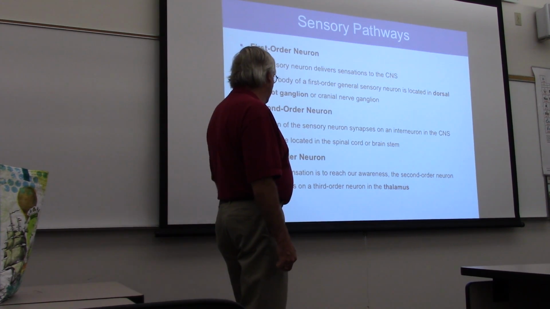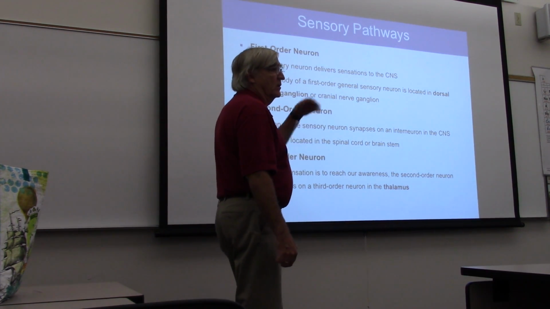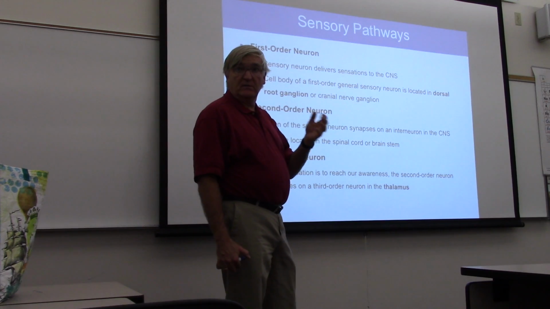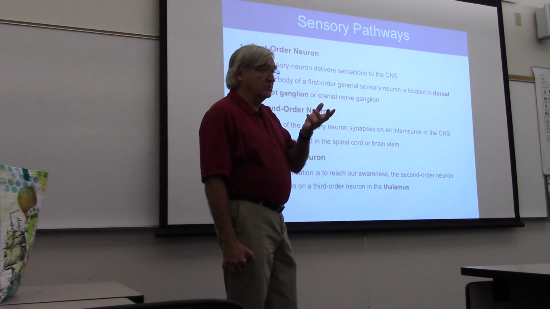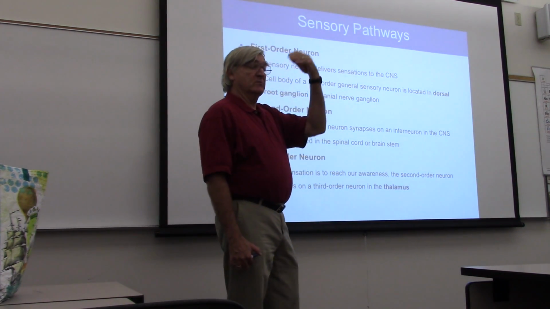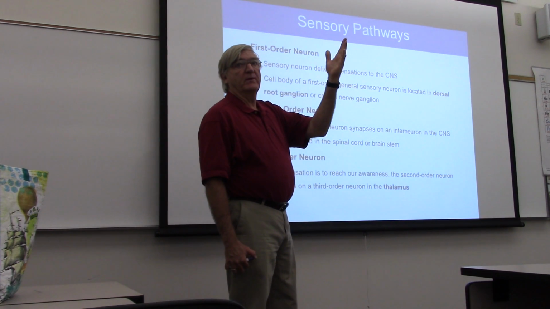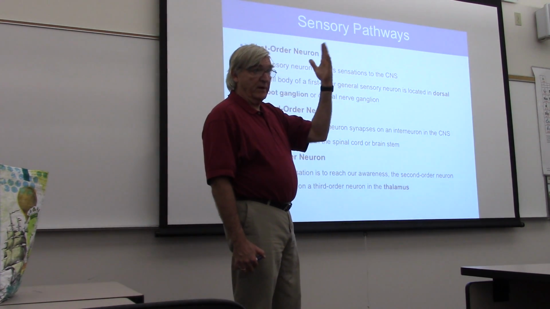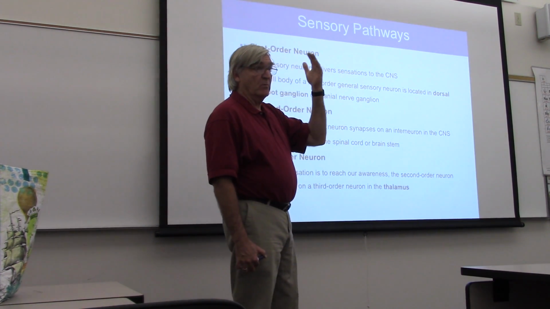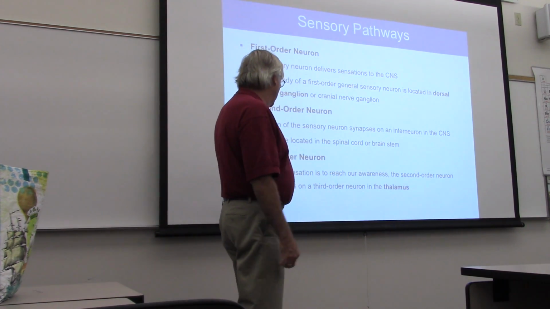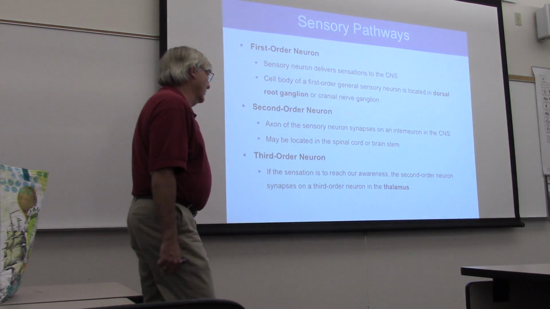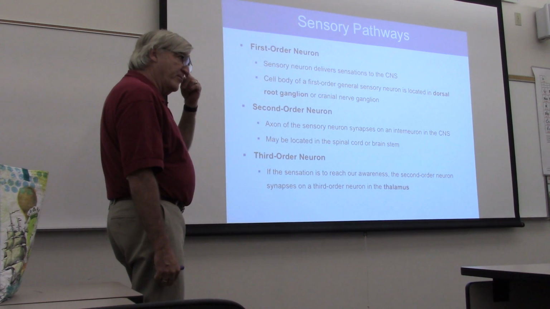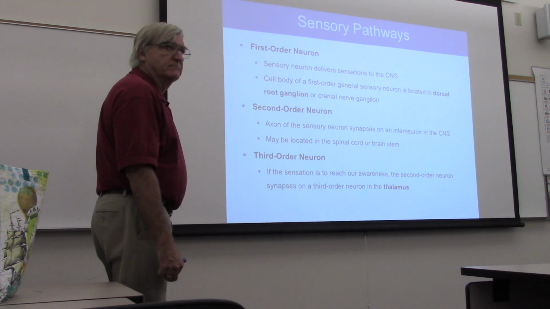The second one's going to go up to the thalamus. We talked about the thalamus being a weigh station to decide whether things want to go all the way up and become a perception in our brain, in our cerebrum, where we actually sense it. So third order neurons go from the thalamus up to the cerebrum. That makes sense?